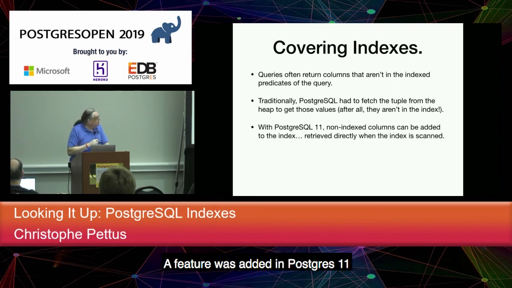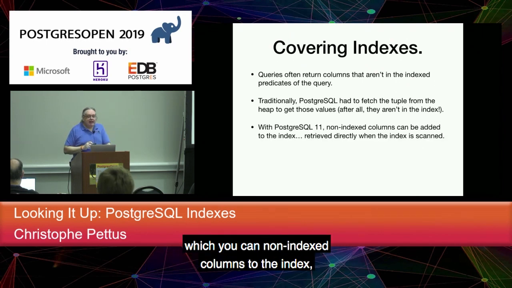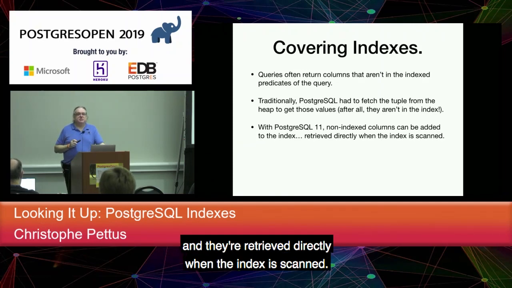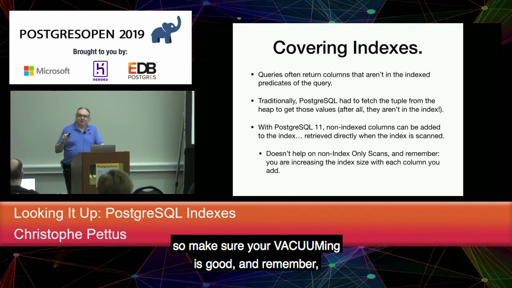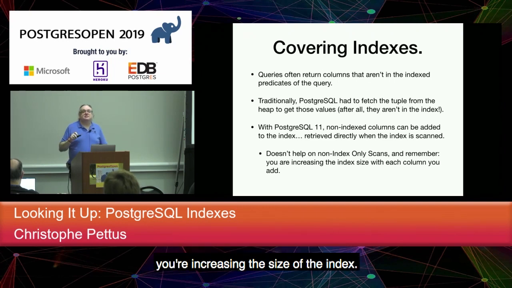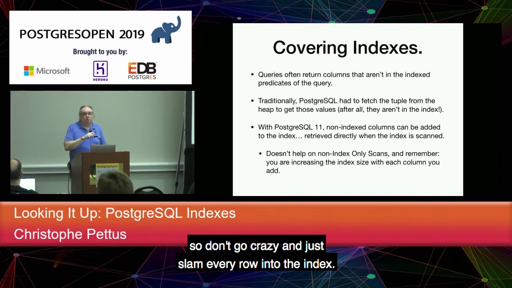A feature was added in Postgres 11, which lets you add non-index columns to the index, and they're retrieved directly when the index is scanned. So it doesn't help on non-index-only scans, so make sure your vacuuming is good. And remember, you're increasing the size of the index because you are putting these things in there, so don't go crazy and just slam every row into the index.